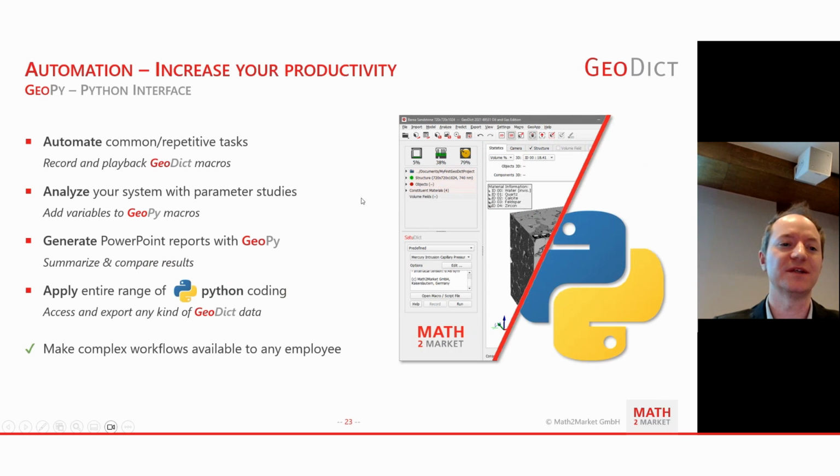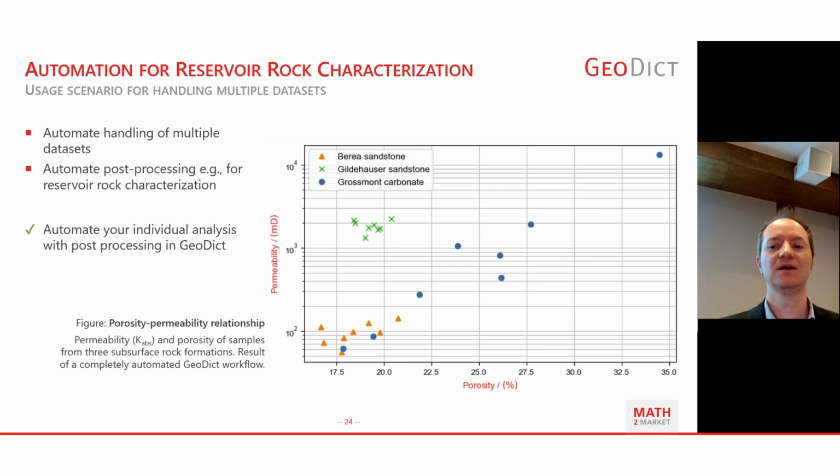Bringing me towards the next thing in GeoDict, automation. In GeoDict we have a Python interface embedded, so you can automate common repetitive GeoDict macros. You can analyze your system's parameter studies, generate PowerPoint reports, and basically apply the entire range of Python coding directly in GeoDict to make complex workflows available to any employee, which makes working a lot easier.